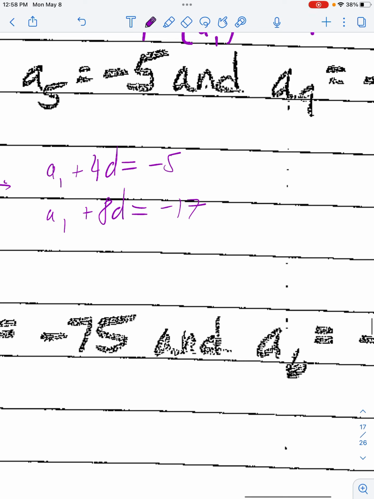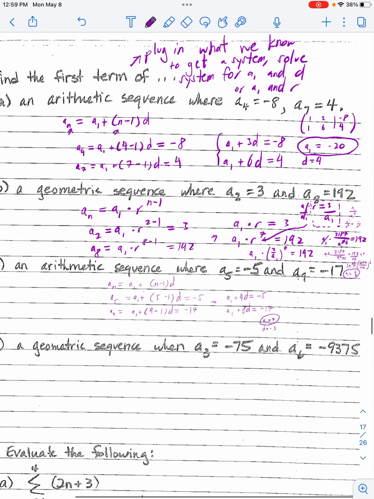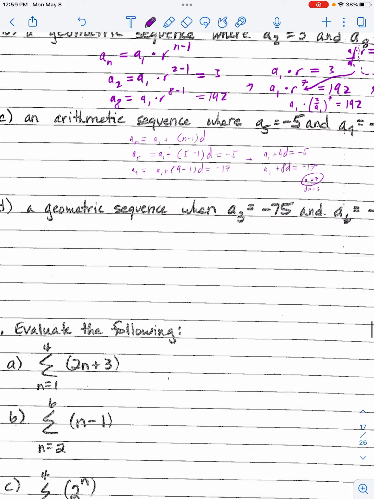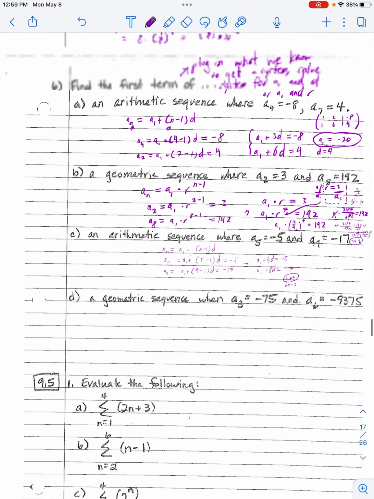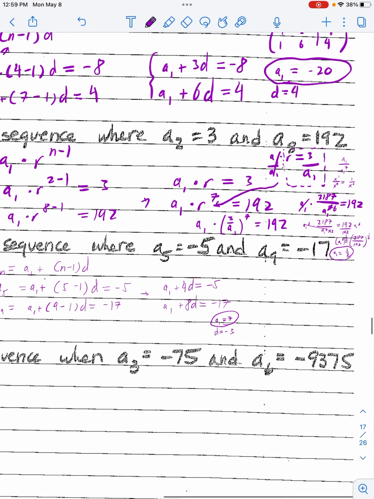All right, turn this into a matrix in your calculator and REF it. So 1, 1, 4, 8, negative 5, negative 17. So I get a sub 1 equals 7, d equals negative 3, and then this is my answer right here. They just want the first term. All right, try to make this as quick as possible. That's why I'm going kind of fast.